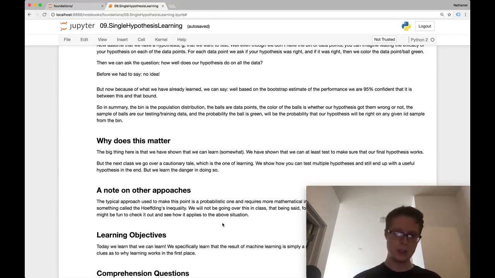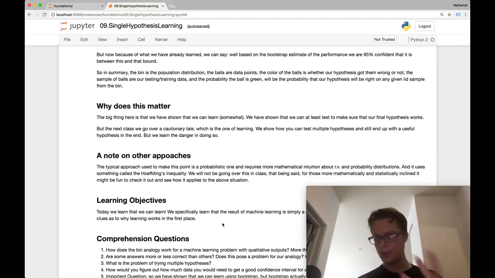Okay. So I do want to let you guys know there are other approaches to getting to this result. The way I've done it is probably the least formal. I kind of like it because it relies on the bootstrapping stuff that we had done in the past. The normal way people do this is something called the Hoeffding inequality, but we're not going to go over that. It's super complex and probability-speak, but I'll include a link in the video description below. If you're interested, just click on the link and you can get a much more mathy approach to what we've done here.